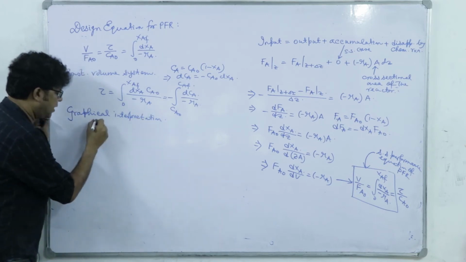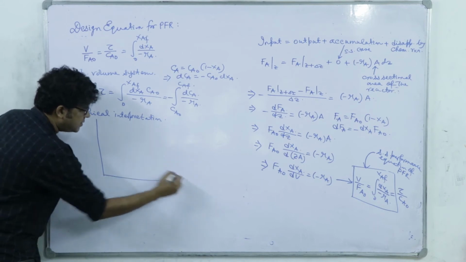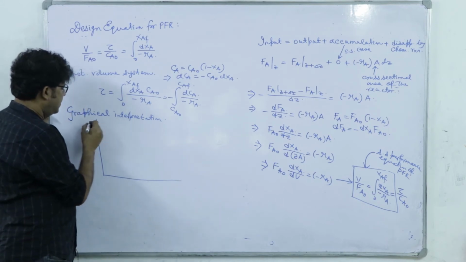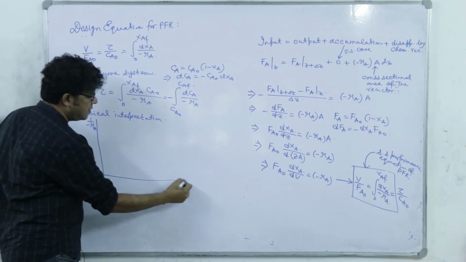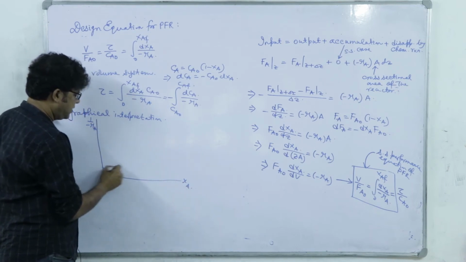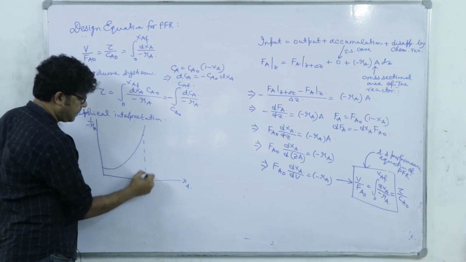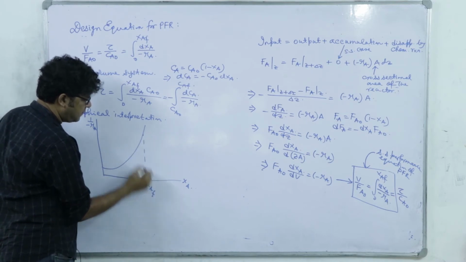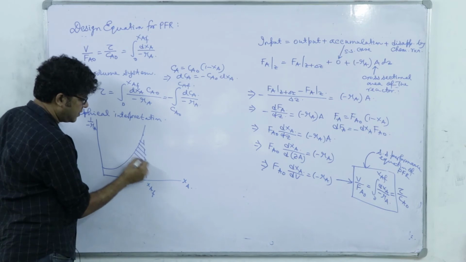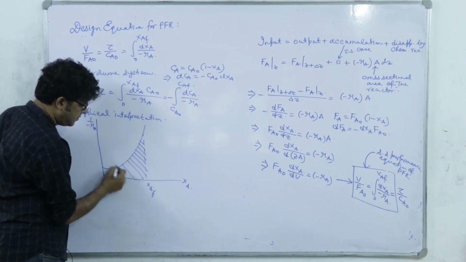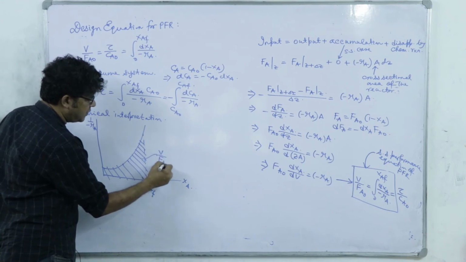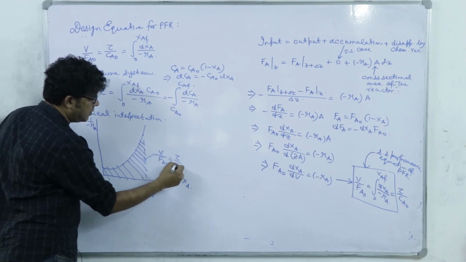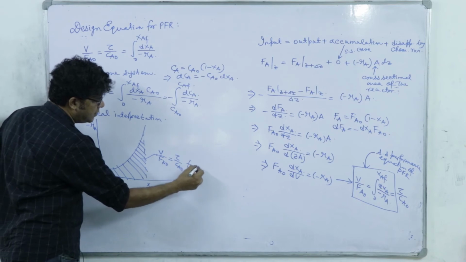Now for a positive order reaction, 1 by minus Ra versus Xa will look like this. This is Xaf, so it is the area under the curve. So this is V by Fa naught equal to tau by Ca naught for PFR.